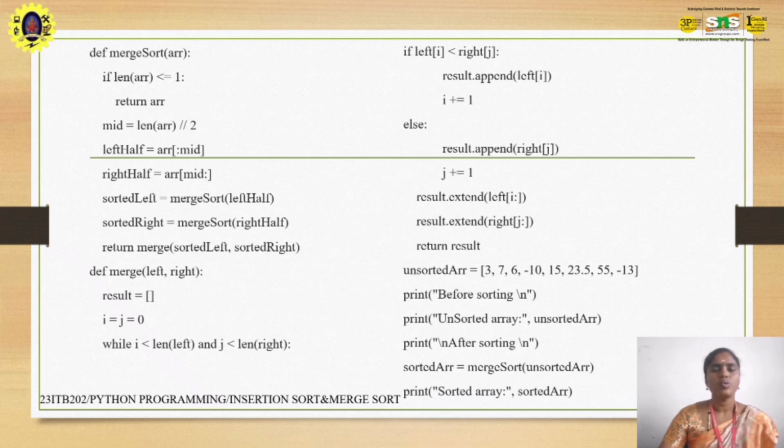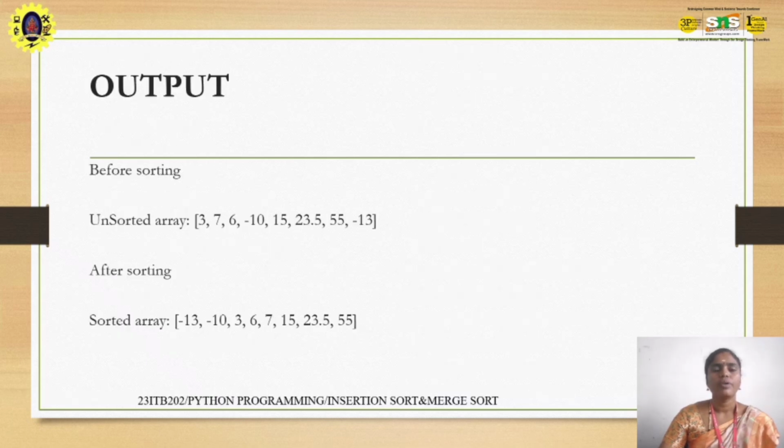We traverse from 1 to n minus 1 and index the last element in the sorted subarray, and move the elements of the array, that is 0 to i minus 1, that are greater than the key to one position ahead of the current position. For example, if our input is 3, 7, 6, minus 10, 15, 23.5, 55 and minus 13, the sorted output will be minus 13, minus 10, 3, 6, 7, 15, 23.5 and 55.